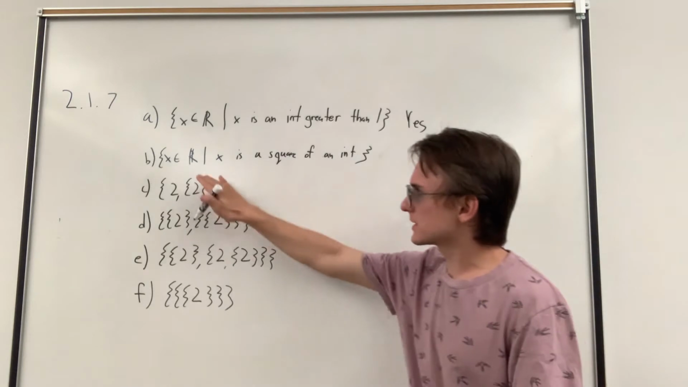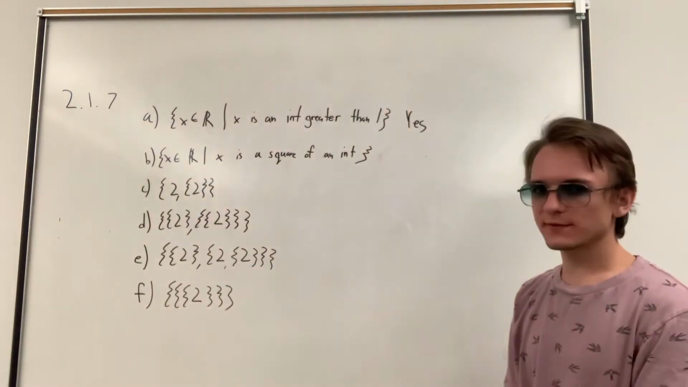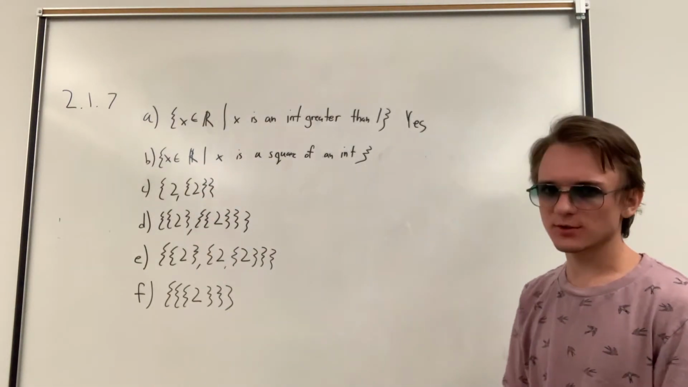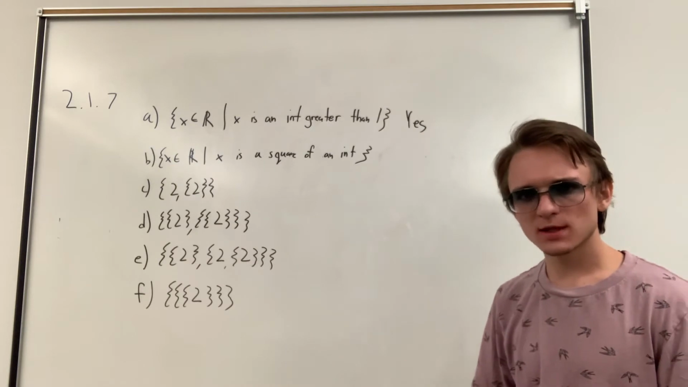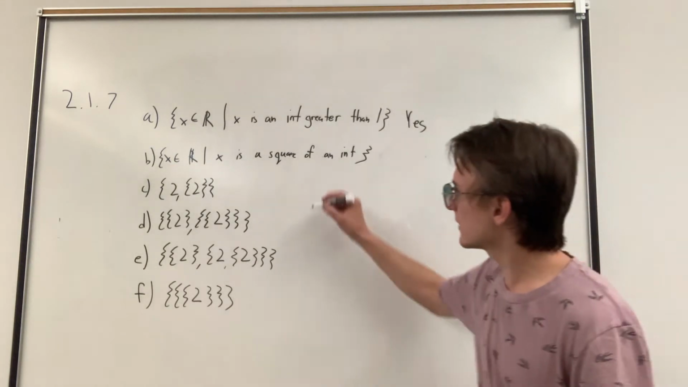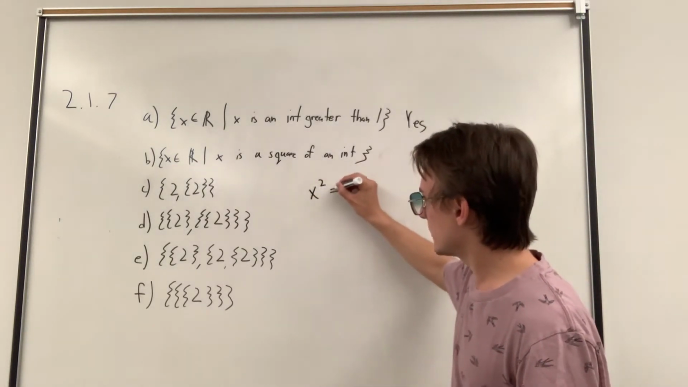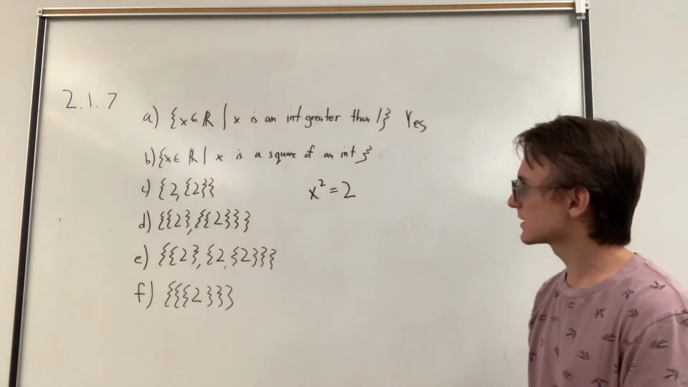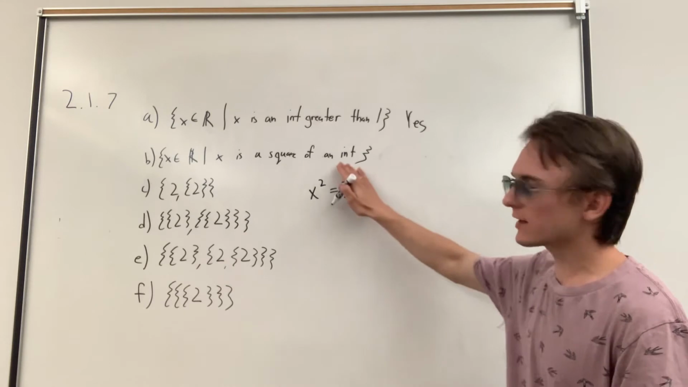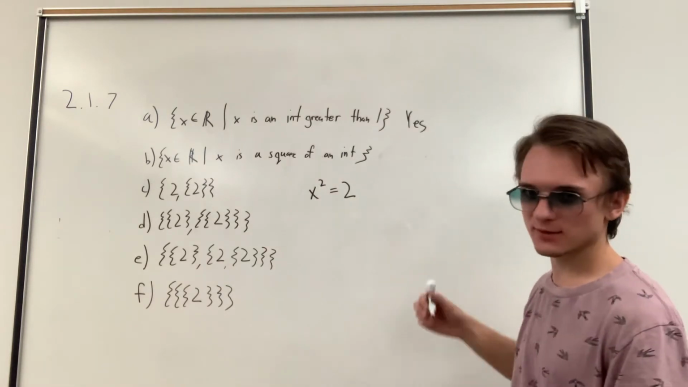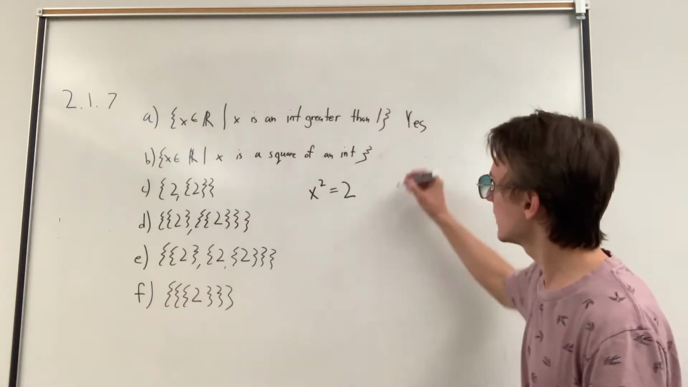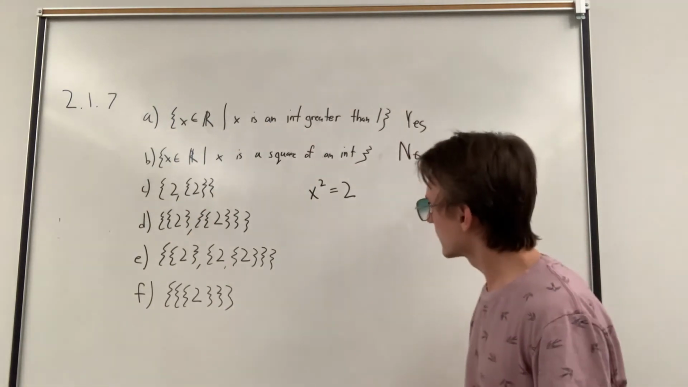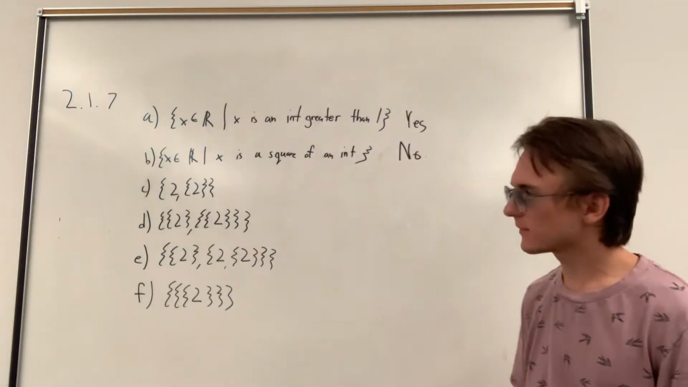For B, X is in the set of real values on the condition that X is a square of an integer. So we know 2 is not a square of any integer, right? So what integer squared is equal to 2? Right, nothing is. If this was not an integer, then this would be possible, but we have the condition that it's integer, so no. 2 is not contained in the set.